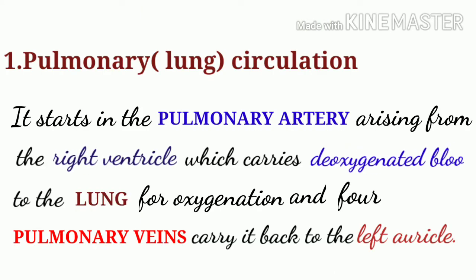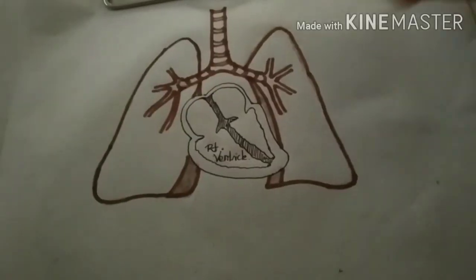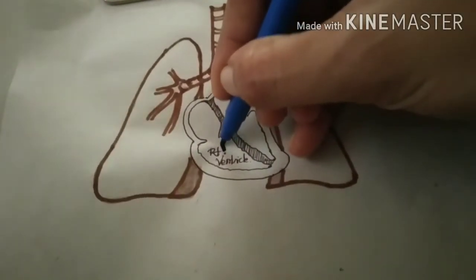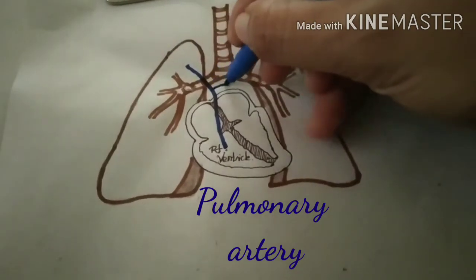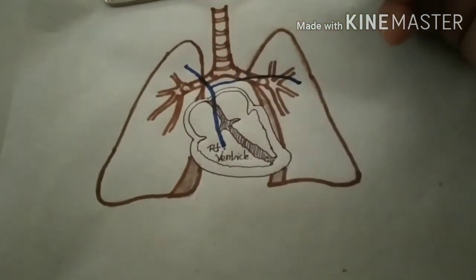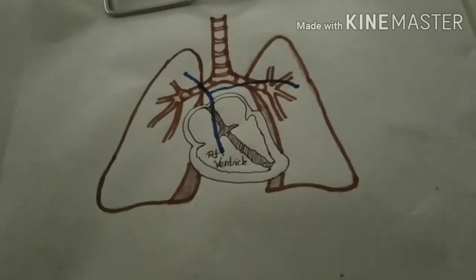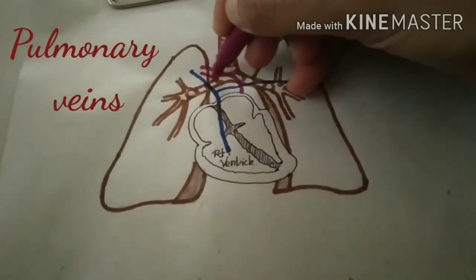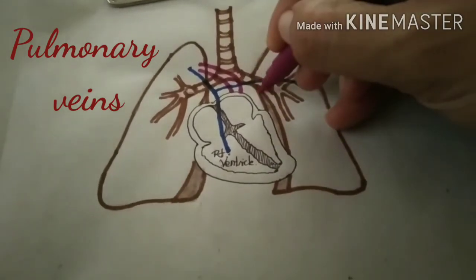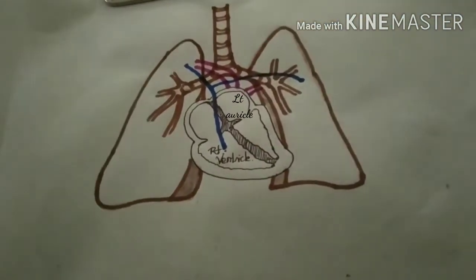The pulmonary circulation pertains to the lungs. It starts in the pulmonary artery arising from the right ventricle, which soon divides into two branches that enter their respective lungs. Pulmonary veins collect the oxygenated blood from the lungs and carry it back to the left auricle of the heart.